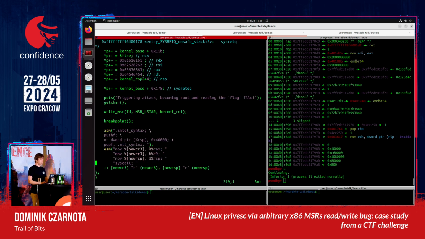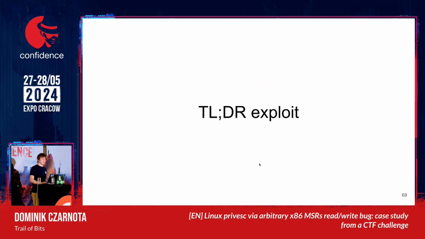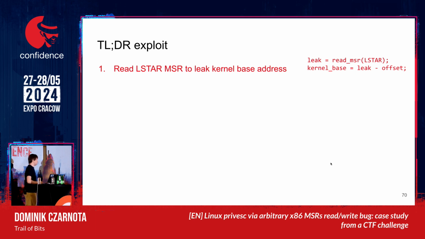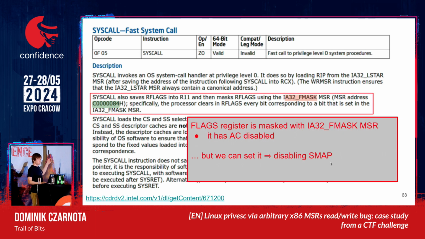The other part of the exploit is that we actually have to set this AC bit in the flags register. And this is supported by this assembly code. I'm not going to explain it, but this can be done from user space. And then we need to call syscall at some point after we change the L star, right? If we do that, then we will have SMAP disabled.